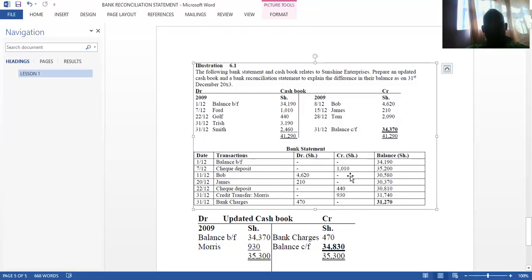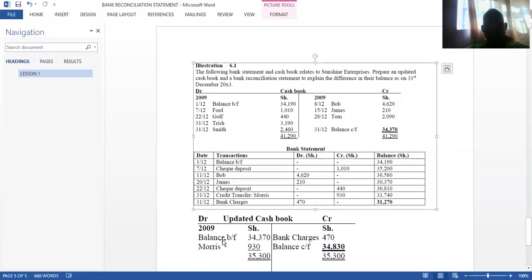Go to the credit side and compare here. Like for example, the debit and the credit here: you look here, 4620 is here. You look, 210 is here. You look for 470, you come here, it is missing. So 470 was supposed to be on the credit side. That's why it is here on the credit side.